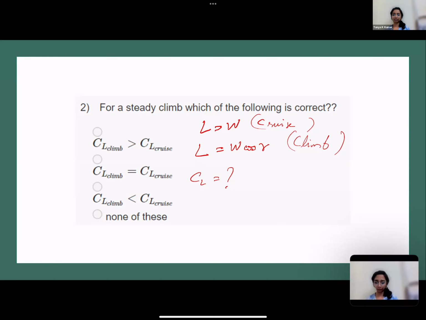Option 3. Can you justify your answer? So Haril says option 3. Can you justify that answer? What is the lift equation? How do I find out CL?